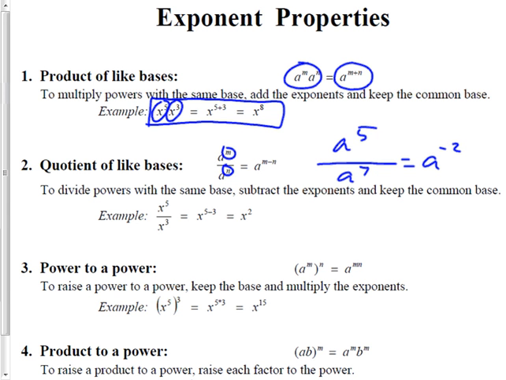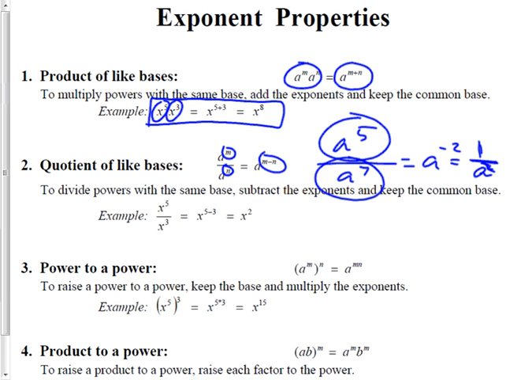Do you get really that when the a's have canceled each other, that there's more left on the bottom and there's none on the top, so it's really 1 over a squared. Okay, so you can't leave negative exponents in your answer. So if you were going to end up with a negative after you subtracted, you have to make sure that you change it to 1 over and make it a positive 2.